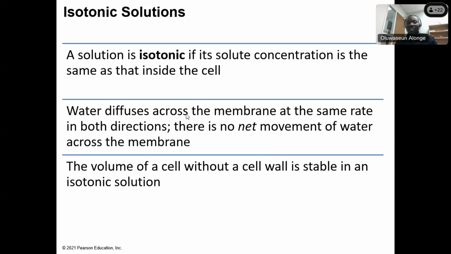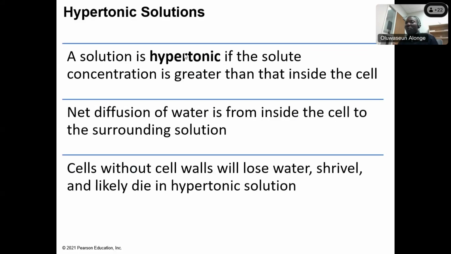Now, in that case, the movement of water is the same. There's no net movement. The water is moving well because it is the ideal environment for me, for myself. Now, if you put my red blood cell, let's say I come to your clinic and you decide to give me 20% normal saline, what is going to happen?